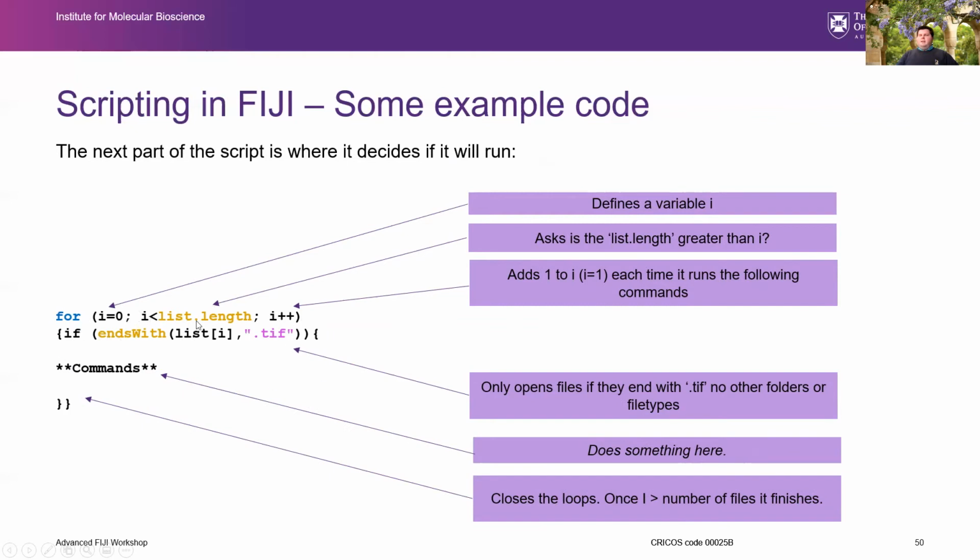So our file list of 10 files may only have 5 image files and 5 text files. So it's going to run this loop 10 times. But if it doesn't end in .tiff, it won't run this section where we do things, so that you're not opening or trying to run a maximum projection on a text file, for example. So the commands might only run the number of times that you have files with .tiff, but it will check over everything in that loop. And then once we're done, we have the closed squiggly brackets.